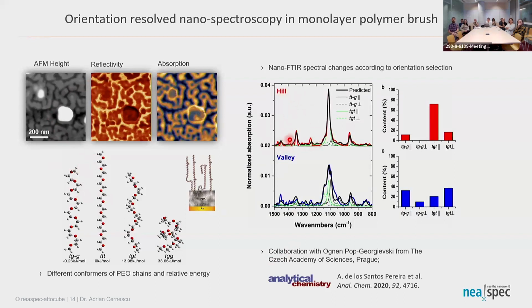So taking spectra on the so-called hill and on the valley will reveal the spectrum of this polymer, polyethylene oxide. But you see there are some differences, and this comes, of course, from the conformations. Now, it was possible to deconvolute these spectra and give some information about the different conformations and distributions of the same polymer across this substrate.